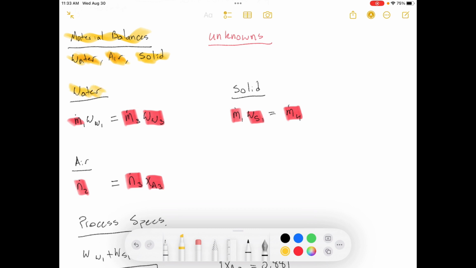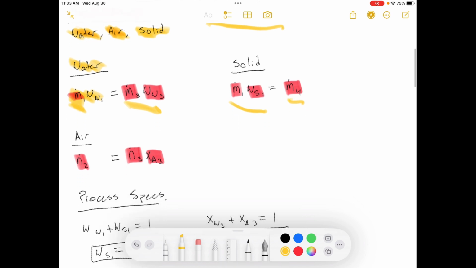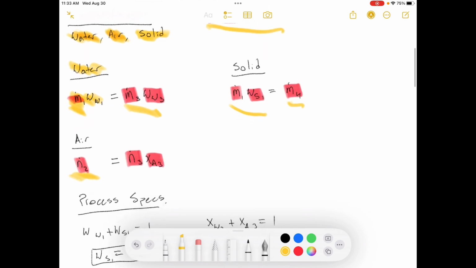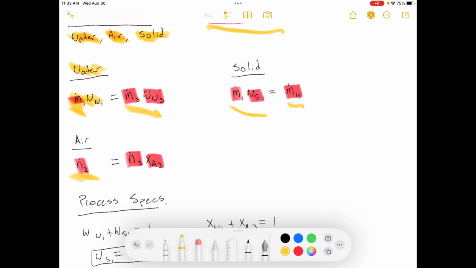Okay. Water, we have water going in. That comes in stream 1. M1, I have all the unknowns highlighted in red. Stream 1 comes in and all the water goes out in stream 3. For the solids, all the solids come in stream 1, they all go out in stream 4. All the air comes in stream 2, and we're doing this one in moles, it's a little easier to do in moles, and all the air goes out in stream 3.